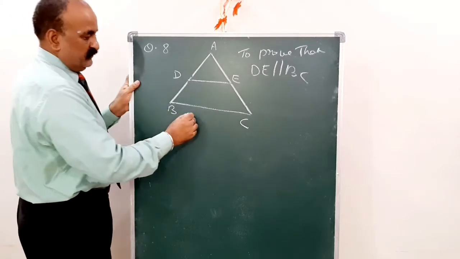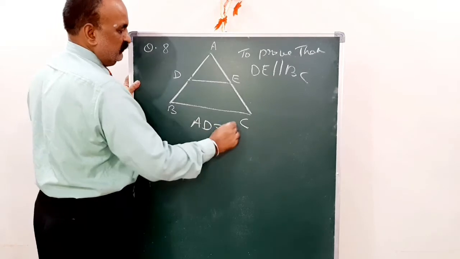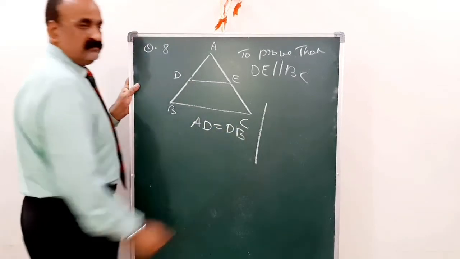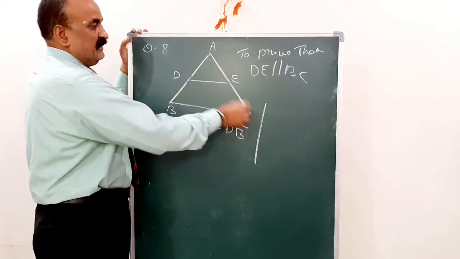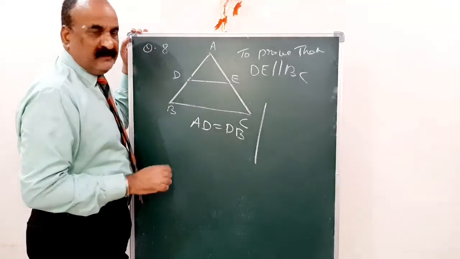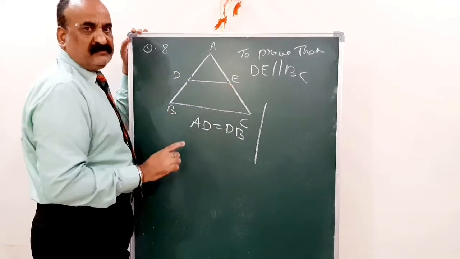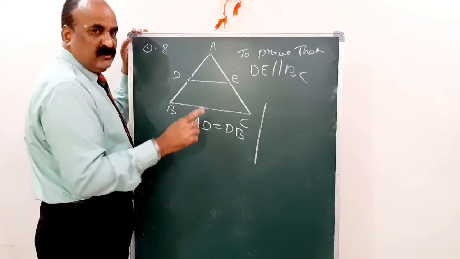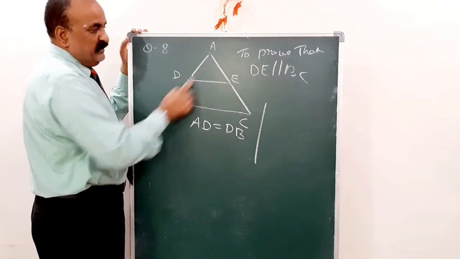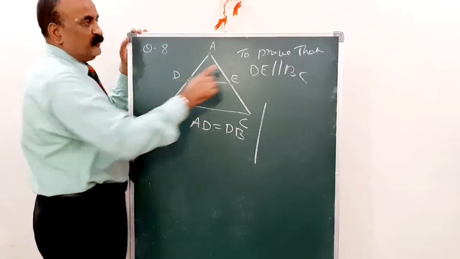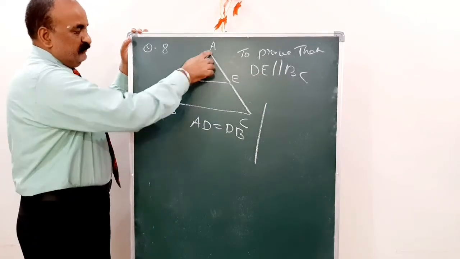Now see. D is the midpoint of AB. It means AD is equal to DB. First, all of you know very well, you will write: given a triangle ABC in which D and E are the midpoints. This you can write yourself. Again, I want to tell you, ABC is a triangle. D and E are the midpoints of AB and AC. You have to prove that DE is parallel to BC.